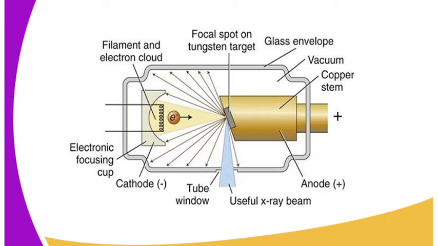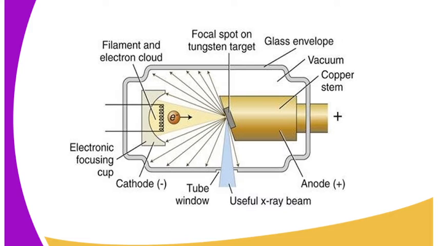Next, we have a diagram. As you can see there, those are parts of an X-ray tube. You have the filament, you have the cathode, you have the anode, you have the focal point on the tungsten target. And so, how are X-rays produced?